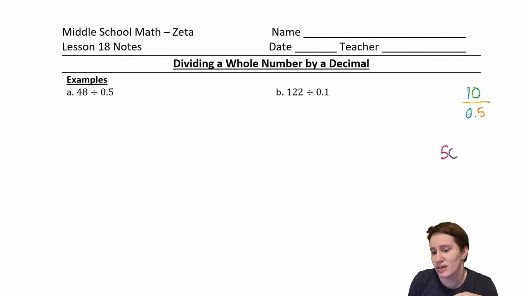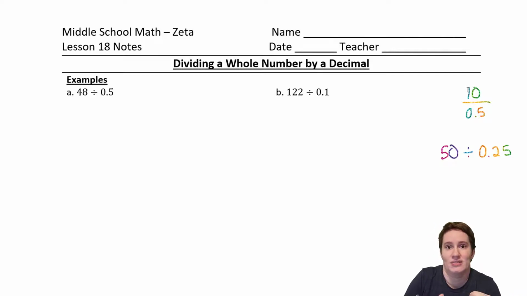Essentially, what we would be doing to figure that out is 50 divided by how much a quarter is, which is 0.25. And so 50 divided by 0.25 has to give us something bigger than 50.